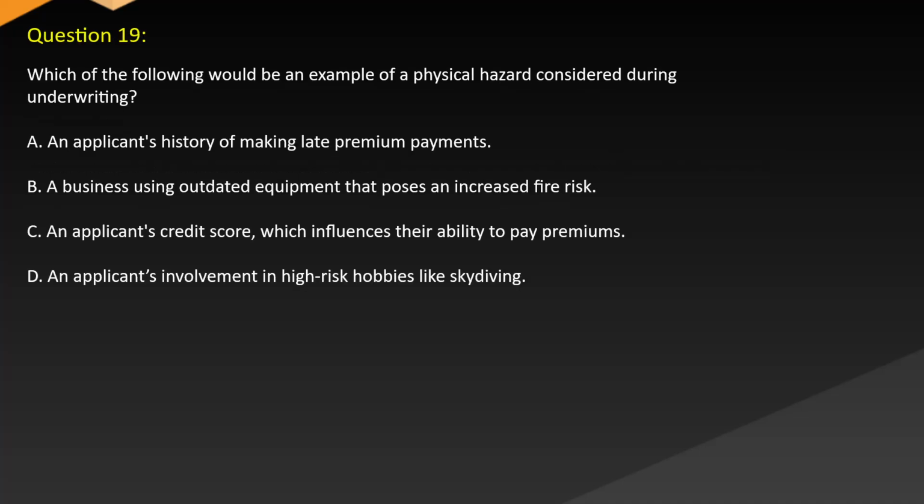Question 19. Which of the following would be an example of a physical hazard considered during underwriting? A. An applicant's history of making late premium payments. B. A business using outdated equipment that poses an increased fire risk. C. An applicant's credit score, which influences their ability to pay premiums. D. An applicant's involvement in high-risk hobbies like skydiving.